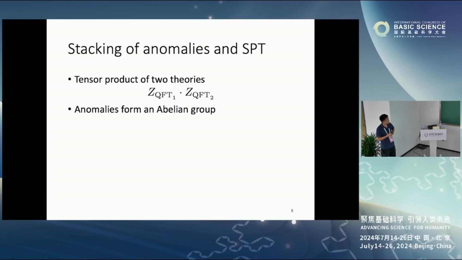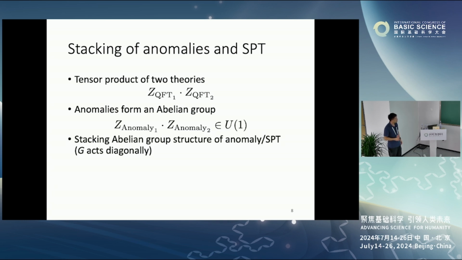So these U1 phase vectors, multiplied together, can form an abelian group. Therefore, that's the abelian group structure for bosonic SPT. It's very simple. We just put these two U1 phase vectors of the partition function together, and we obtain the abelian group structure. So that's it.